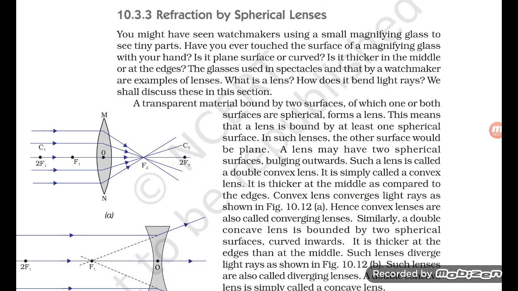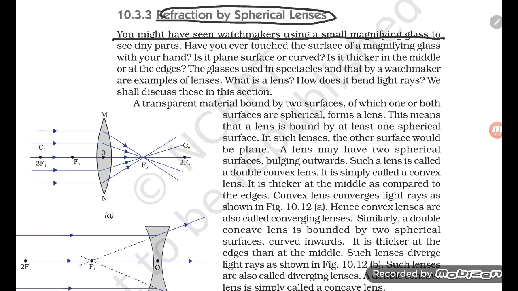Hello student, let's try to understand refraction by spherical lenses. So how does refraction take place with the help of a spherical lens? Let's try to understand. You might have seen watchmakers using a small magnifying glass to see tiny parts.